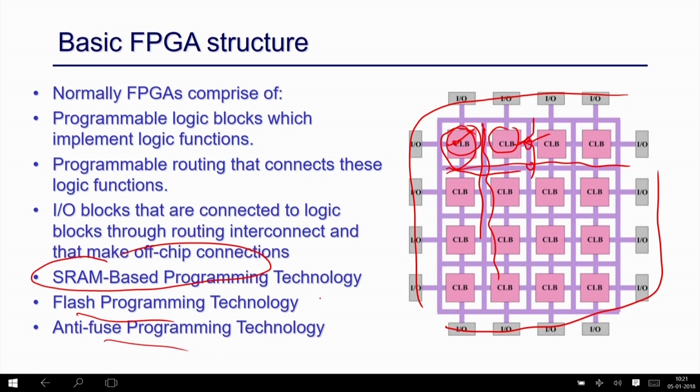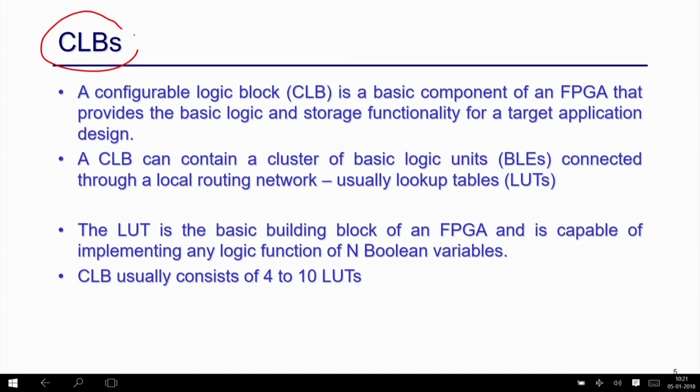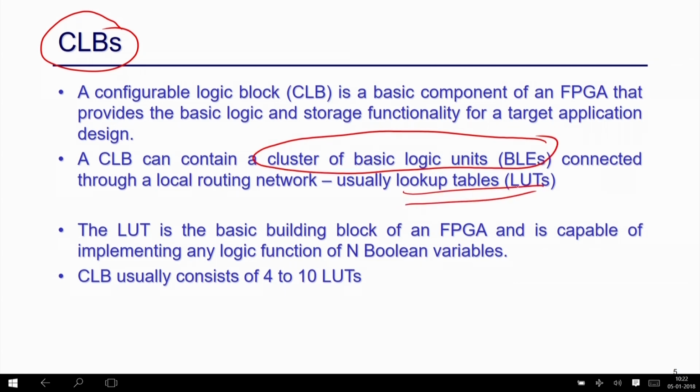Okay. So if you look into the CLBs, configurable logic blocks, this is the primary component where your design has to be mapped, right? It consists primarily of a cluster of basic logic units, which are nothing but lookup tables. Also it consists of some memory for storage, like flip flops, RAM, and other components, right? So essentially this LUT, lookup table, is the building block of an FPGA, because this CLB consists of several, 4 to 8 LUTs, or maybe more in modern FPGAs.